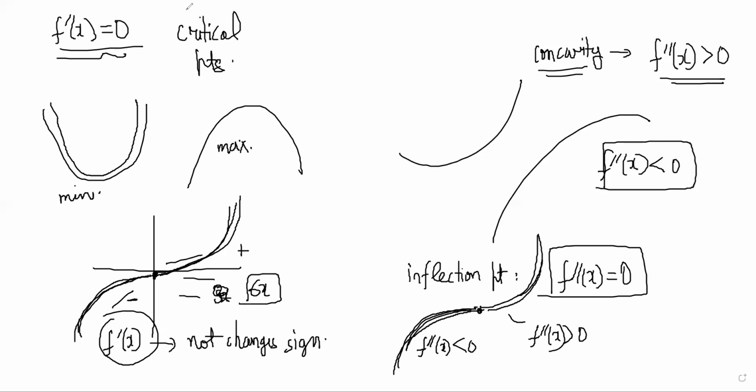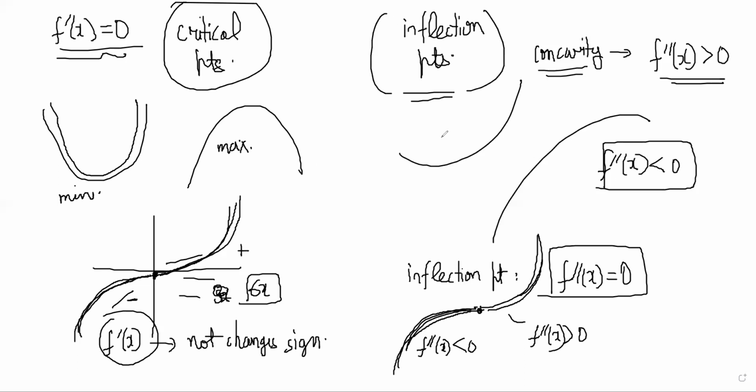So what is the difference between critical point and inflection point? Critical points are points where maxima minima can happen. Inflection points are points where curvature changes, so maxima minima will not happen if curvature changes.